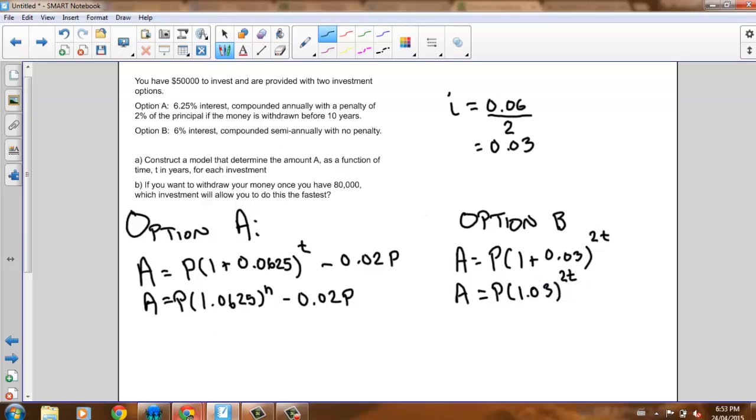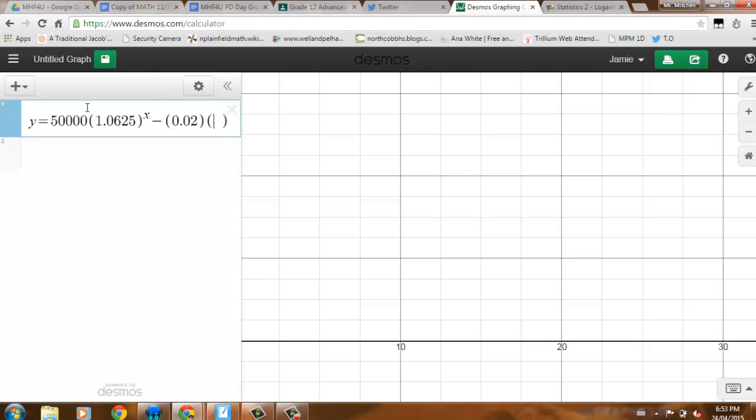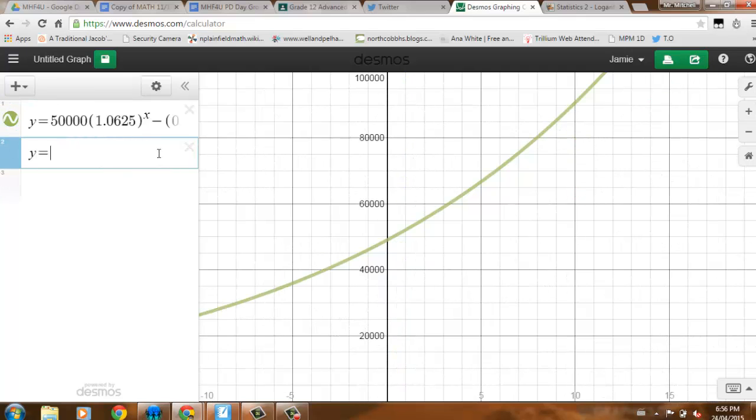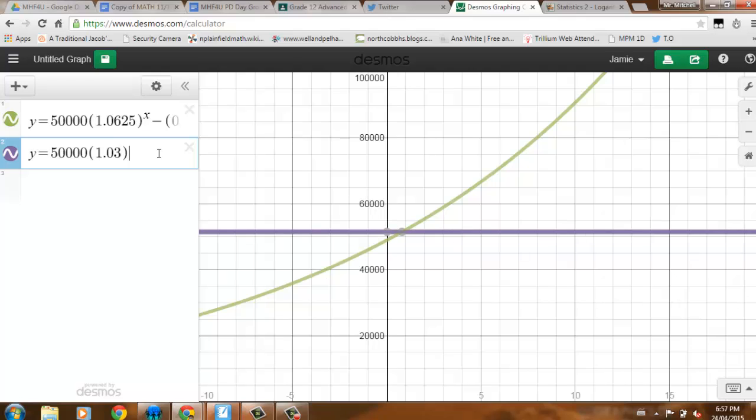So let's put both these equations into Desmos and see what happens. So my first equation, my principal was $50,000 times 1.0625 raised to the power of t, in this case variable x, minus the 2% of the principal. Let's try and zoom out. You can see that. Putting in my second equation, y equals 50,000 times 1.03 raised to the power of 2t.